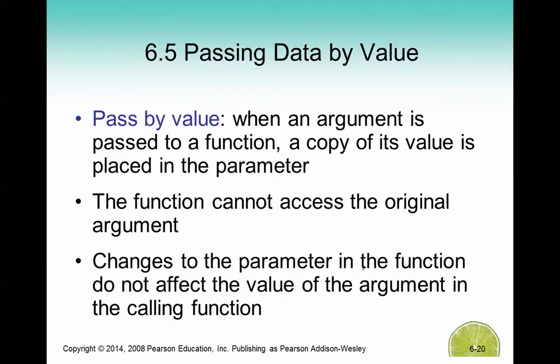We call this passing by value. Okay, so this is the name that we use, passing by value. When an argument is passed to a function, a copy of its value is placed in the parameter. The function cannot access the original argument. Remember, we already explained that. The copy always remains intact, so it's just the copy that is going to change. Changes to the parameter in the function do not affect the value of the argument in the calling function, which is just another way of repeating what we have in the second line.